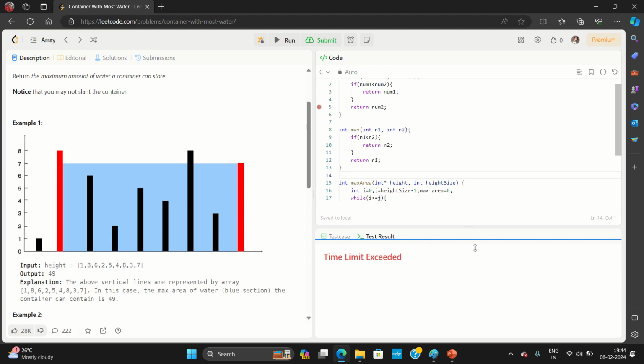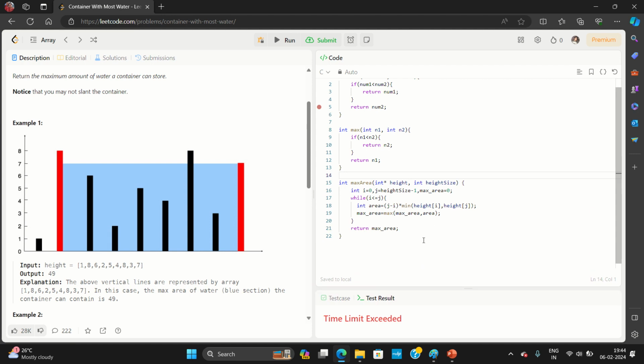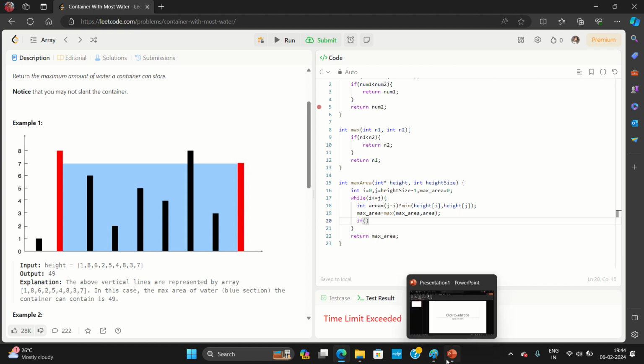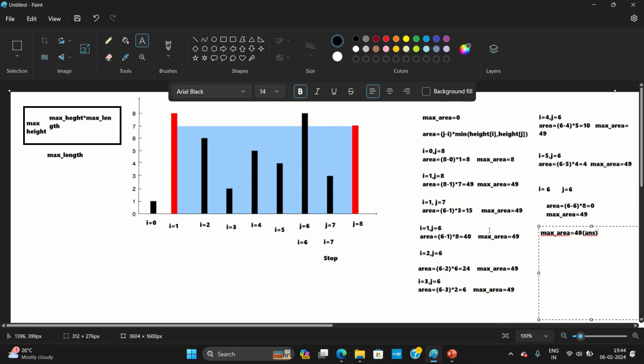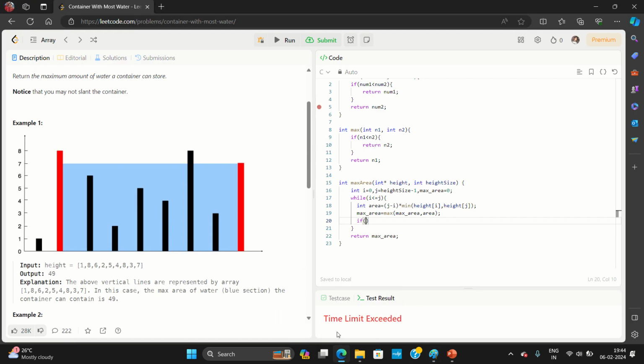See students, this time limit exceeded is because we are somehow getting an infinite loop. So what is missing here? This is the while loop starting here, then we are having the area, max area. Okay, so we are missing the updation of the loop. How were we comparing?